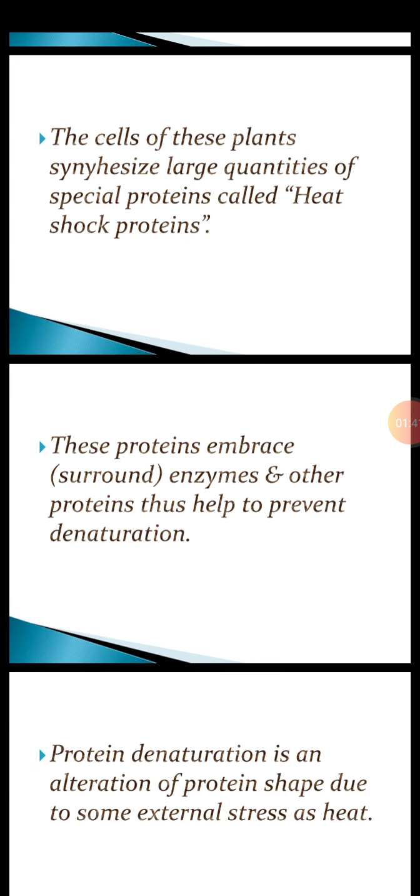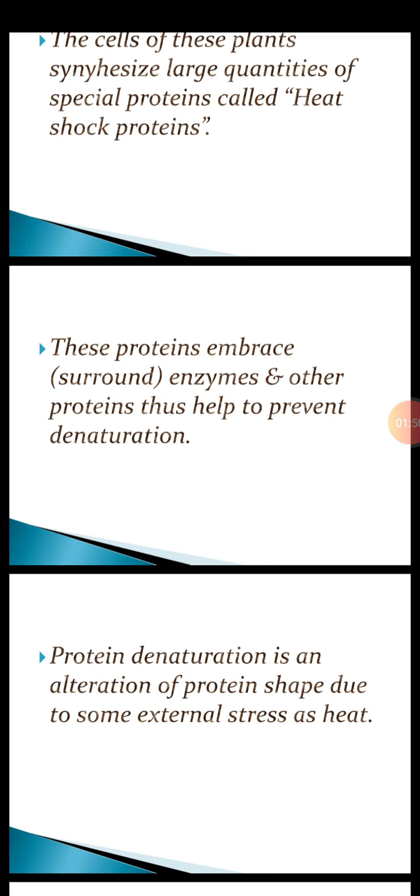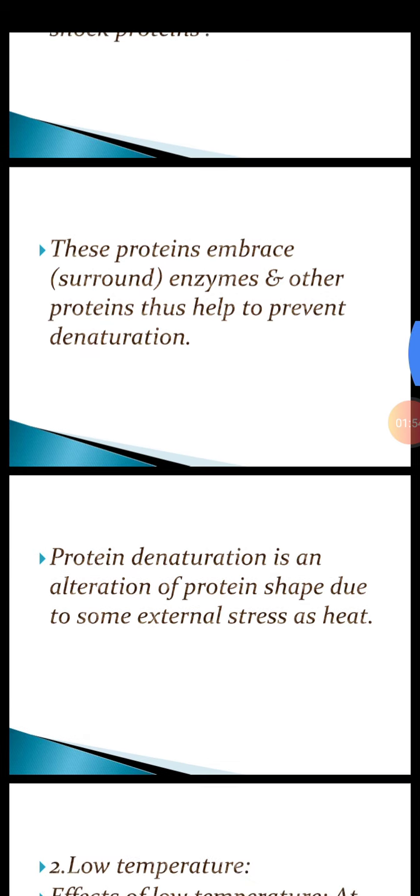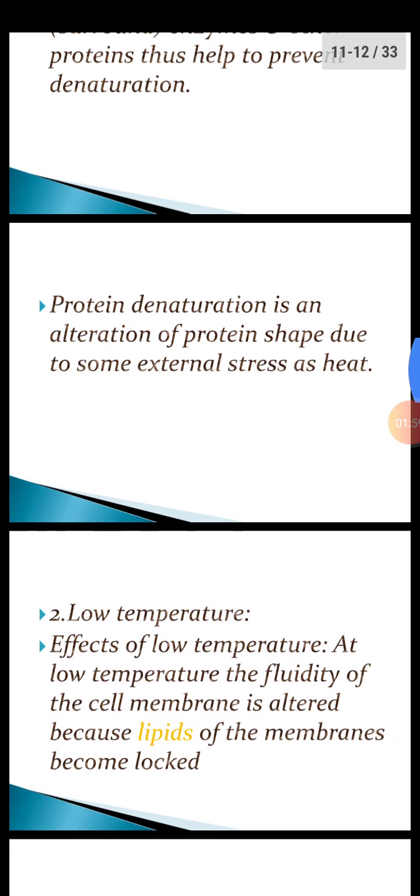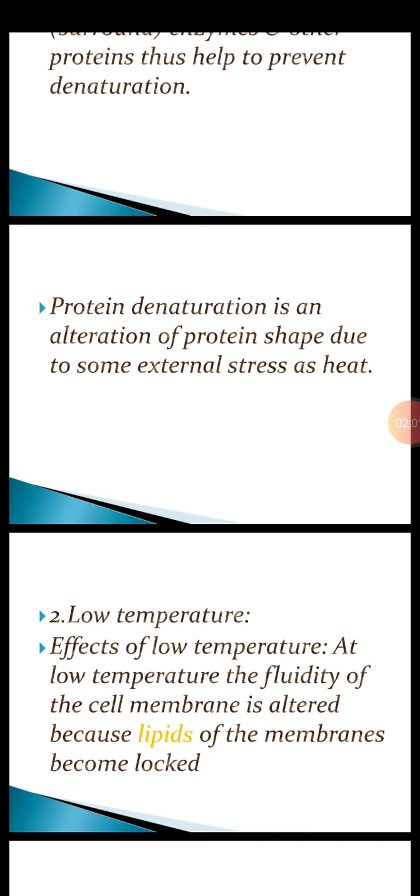As we have discussed, due to high temperature, protein structure is distorted. It is known as denaturation. Protein denaturation is a change of protein shape due to external stresses like heat and high temperatures. So they can't perform their functions well.